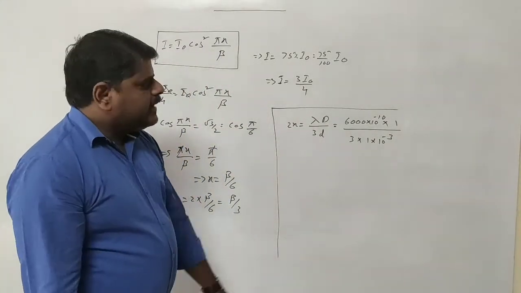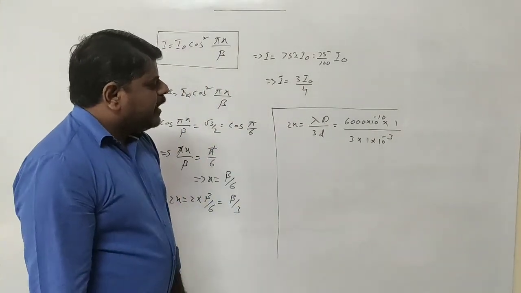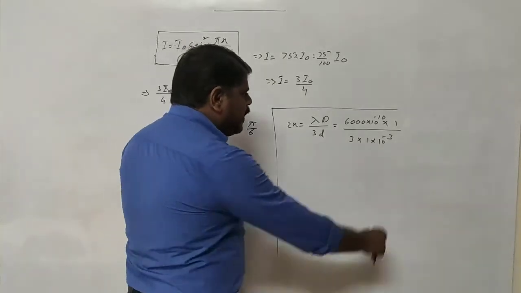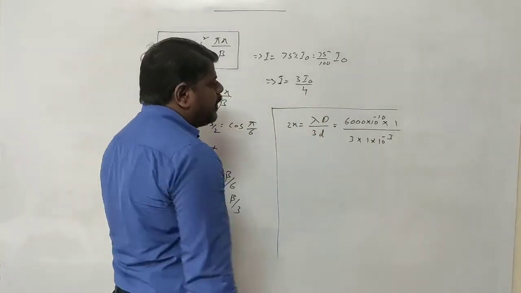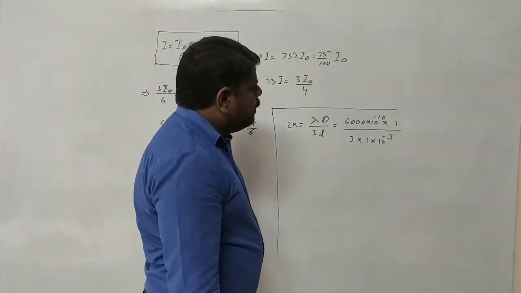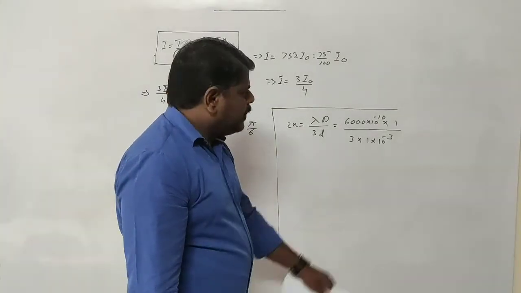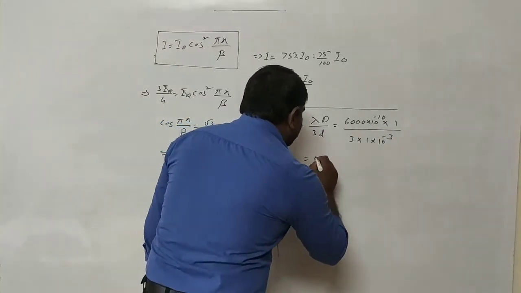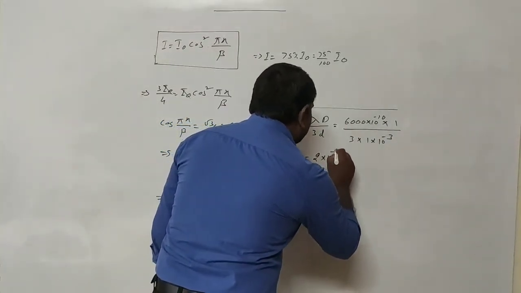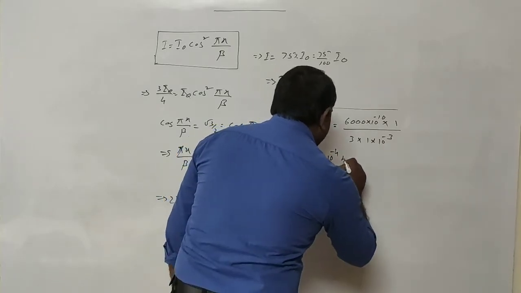If I simplify, 10 to the power of minus 3 goes to the numerator and becomes 10 to the power of plus 3. So 10 to the power of plus 3, plus 6 from 6000 times 10 to the power of minus 10, gives 10 to the power of minus 4, and 6 by 3 is 2. So it becomes 2 into 10 to the power of minus 4. It will be in meters.